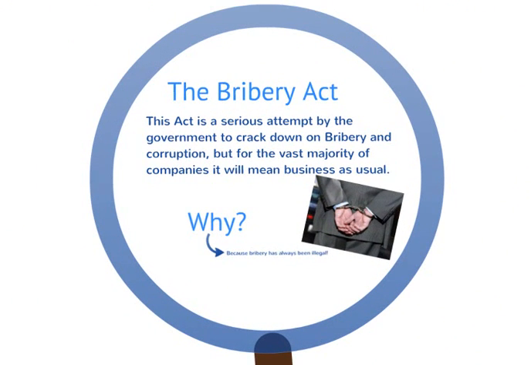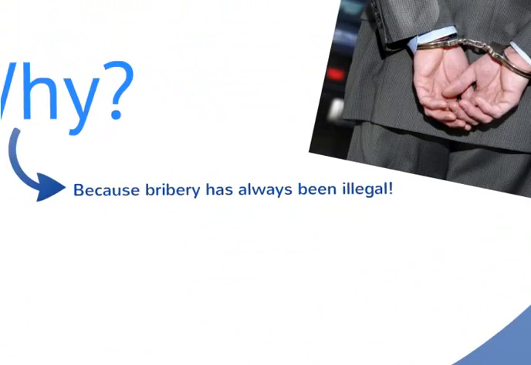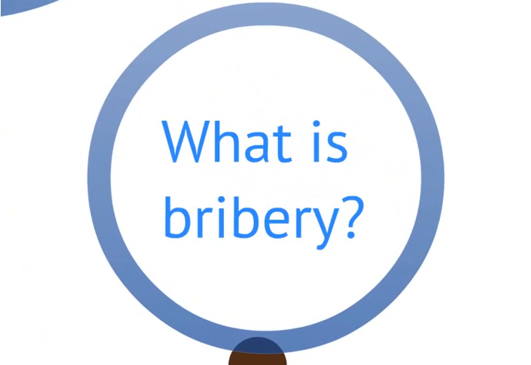The Act came into force on the 1st of July 2011 and it's a significant piece of legislation, not just because of the laws that it introduces, but for the statement that it makes about the government's desire to reduce and eliminate corruption. In some respects, though, it should mean business as usual, and this is because bribery has always been illegal. The key area to start with, though, is to look at what we actually mean by bribery.